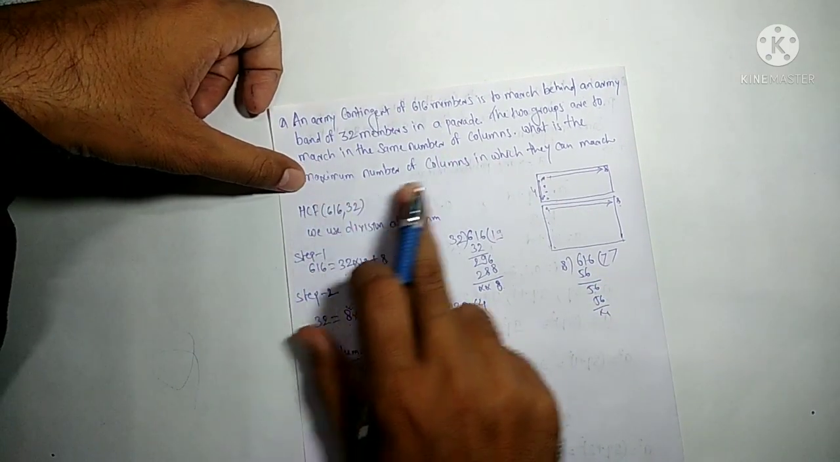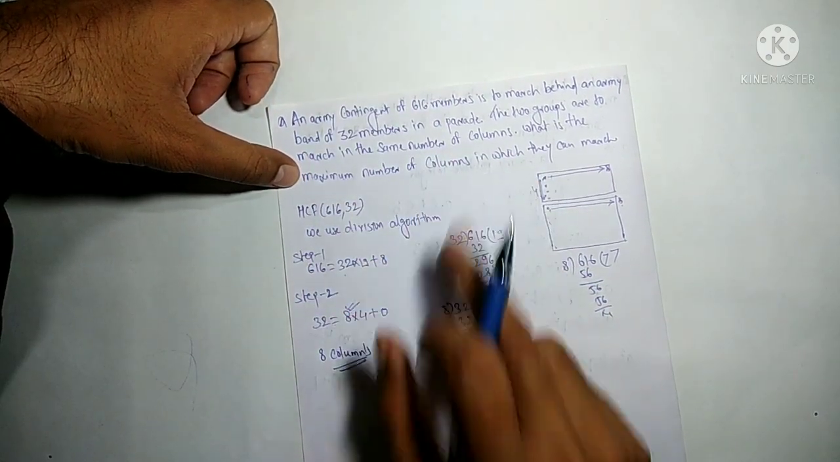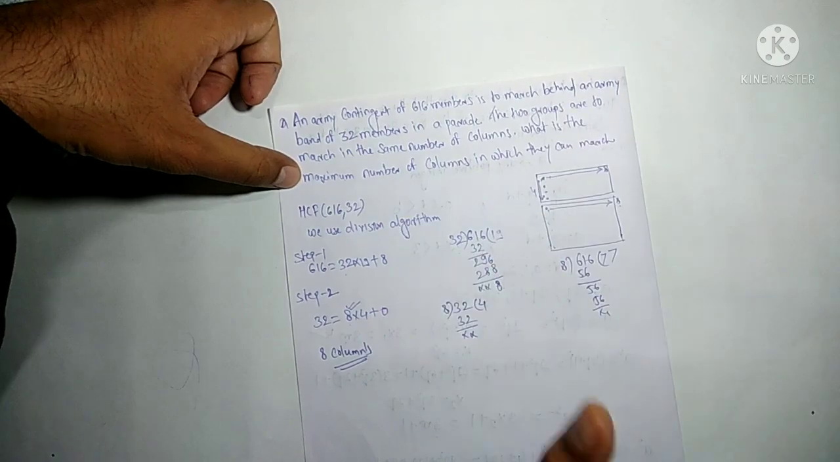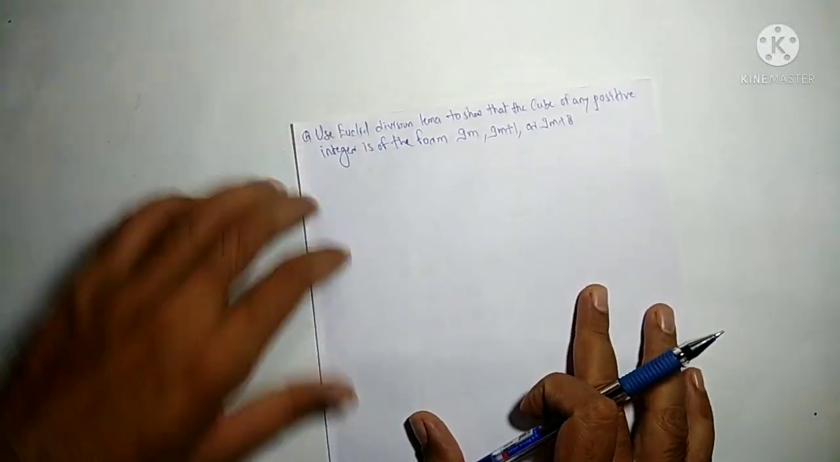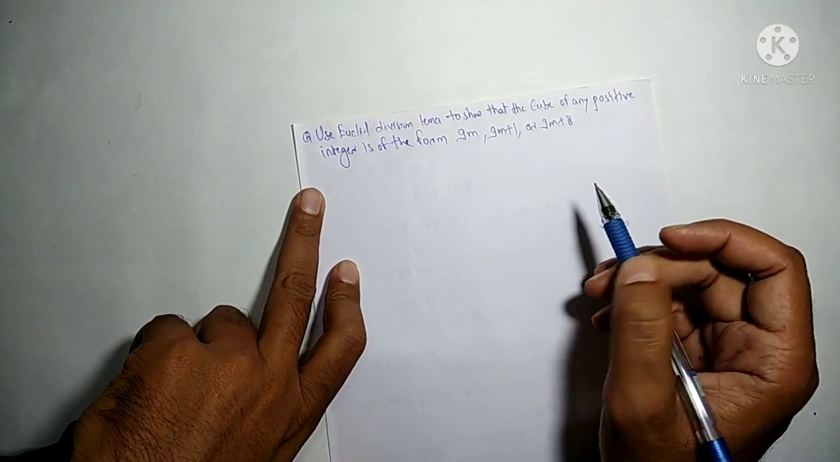So what is the maximum number for this column? The maximum number of columns is 8, in which they can march easily. Okay, now the next question is the last question in this division algorithm.